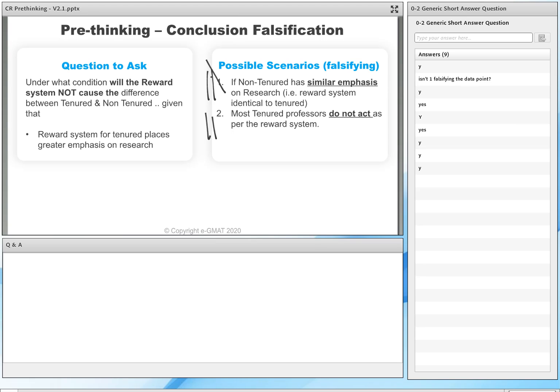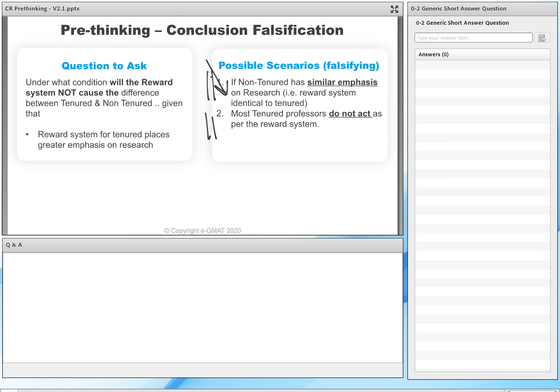Do we know anything about the reward system for non-tenured faculty? Do we know? No, we don't have any idea. Good. Great question, as I say. And these are the things, as I said, this is a low risk environment. Ask those questions.